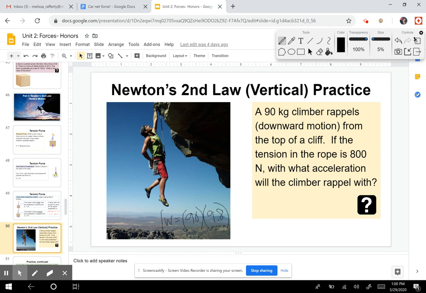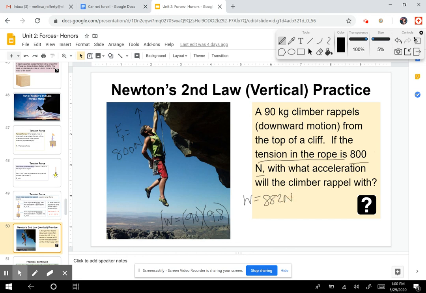And then we also know that there's a force of tension upward. And that's what we're looking for. Oh, no, actually, we do know that. It's given to us in the problem. 800 newtons is the tension in the rope. All right, so if we do 90 times 9.8, we get that his weight is equal to 882 newtons.